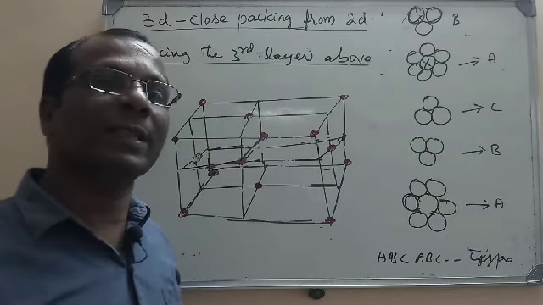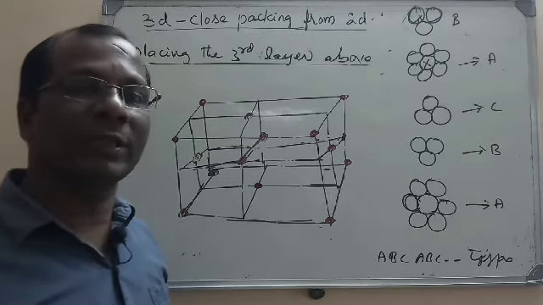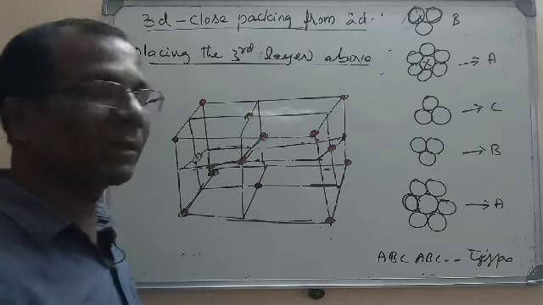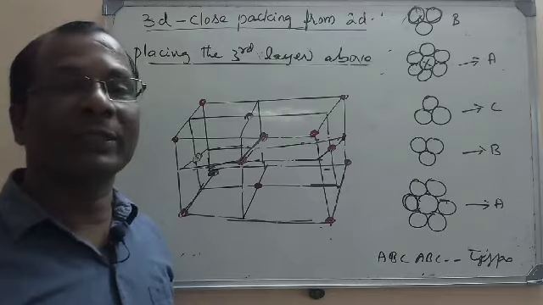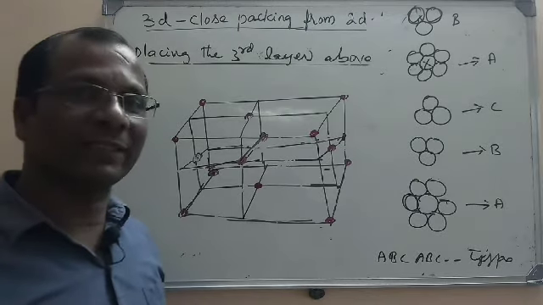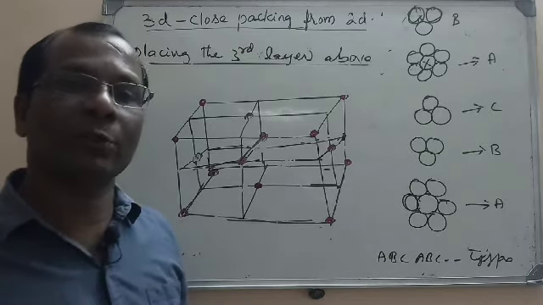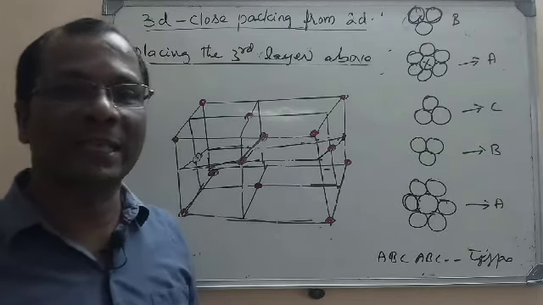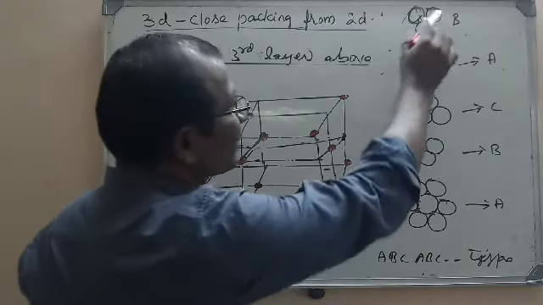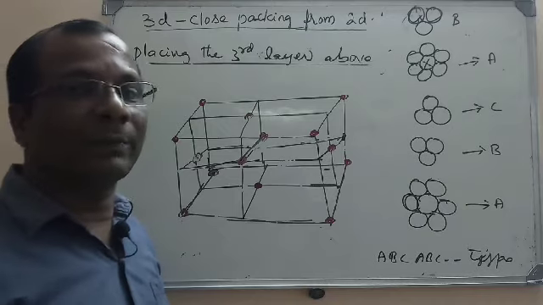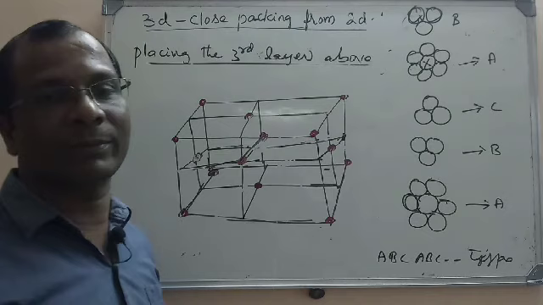I told you that CCP and HCP both will have the same packing efficiency, and also the coordination number is 12 in both the cases. So this is all about the 3-dimensional close packing from the 2-dimensional hexagonal close packing. If we get a 3-dimensional close packing from 2-dimensional square close packing, that will give a simple cubic lattice. If we get a 3-dimensional close packing from a hexagonal close packing structure, that may be either HCP or CCP, where the coordination number is 12.